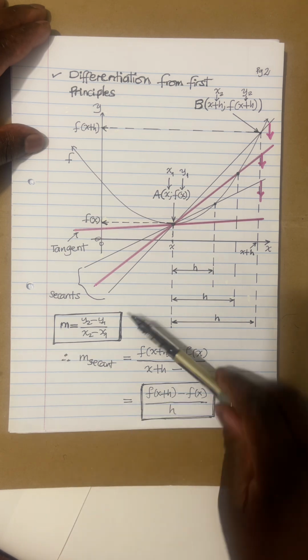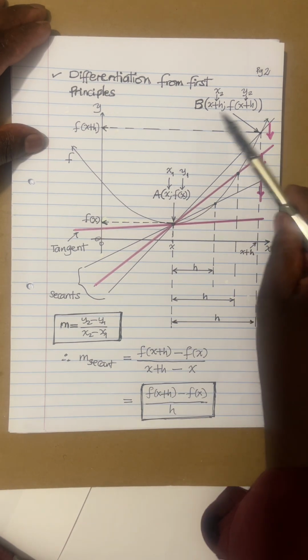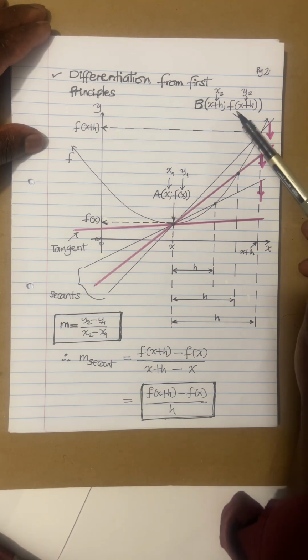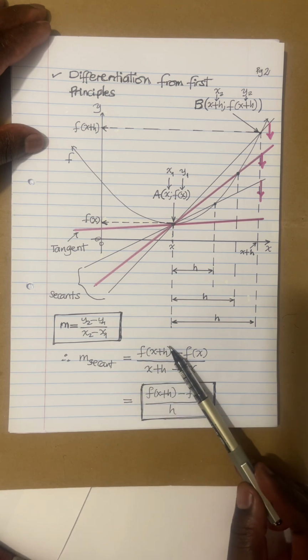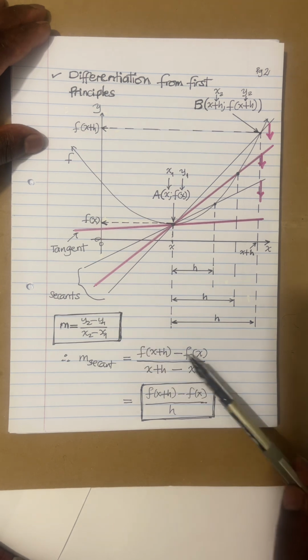I'm interested in the gradient of that secant there. I'm going to have to substitute these values into that formula as follows. So what is y2? Well, y2 is f of x plus h. I place it in that position, there it is. What is y1? f of x over here. And I place it in that position, I get that.